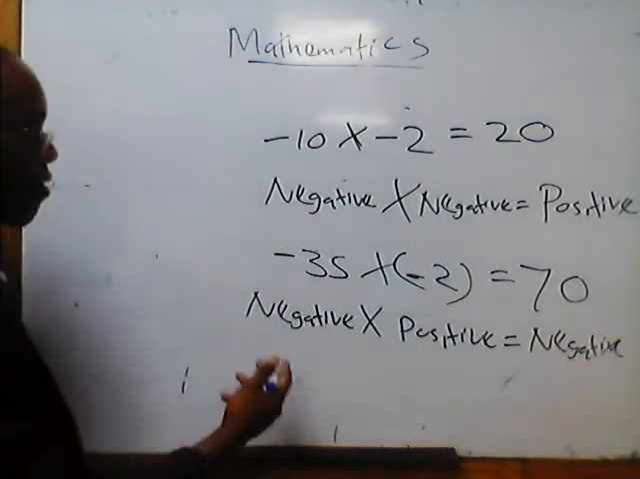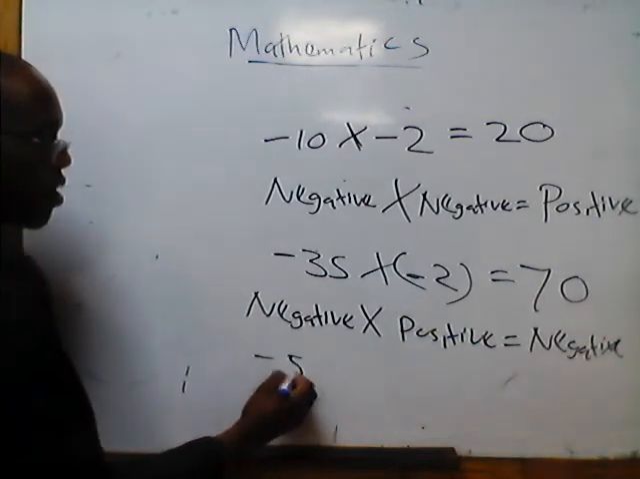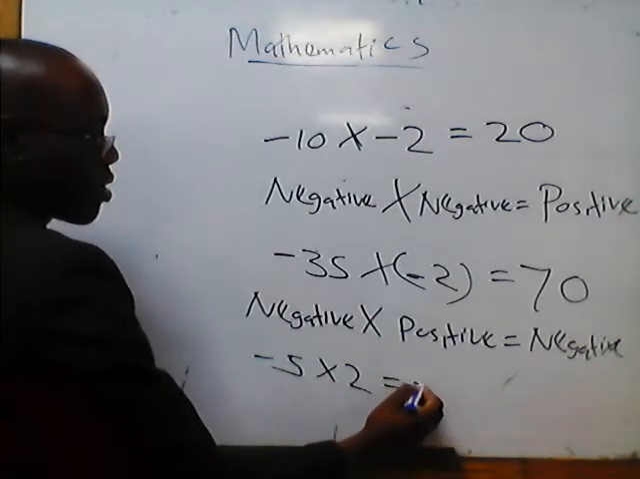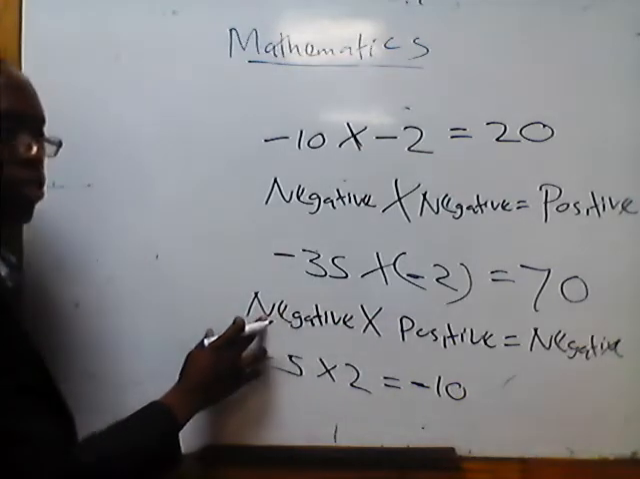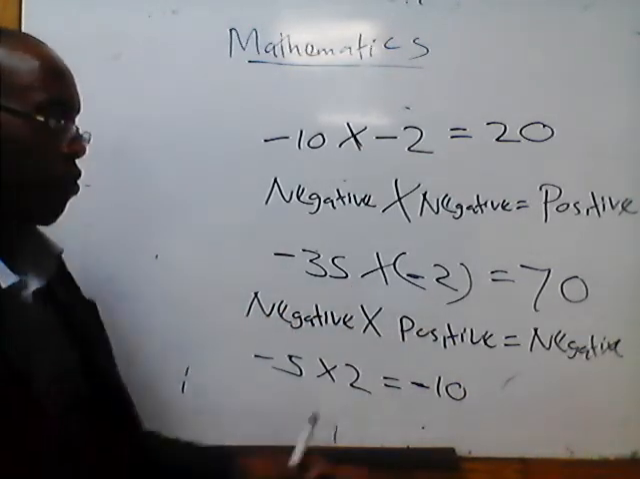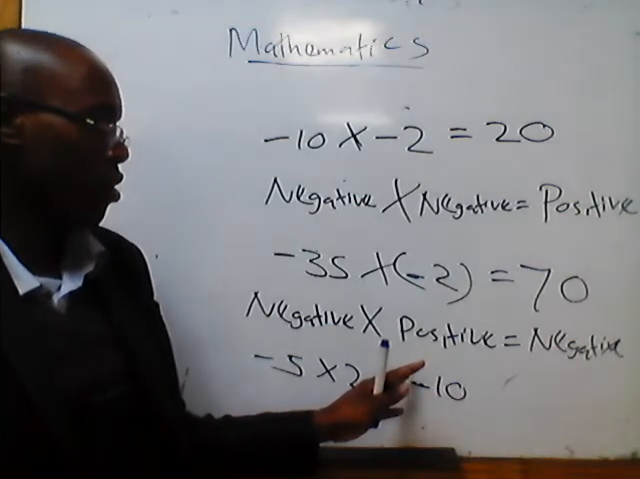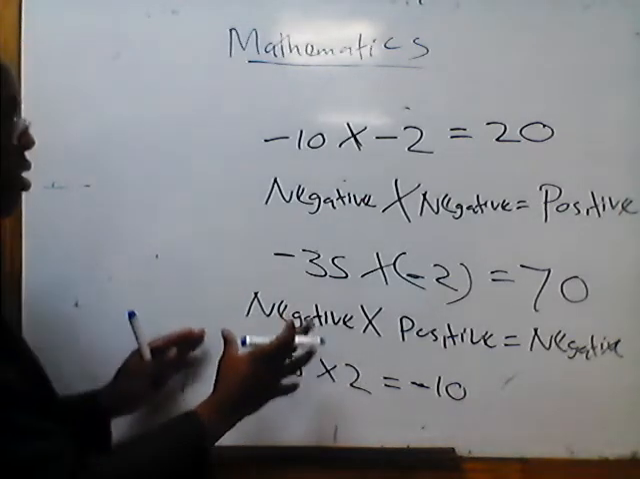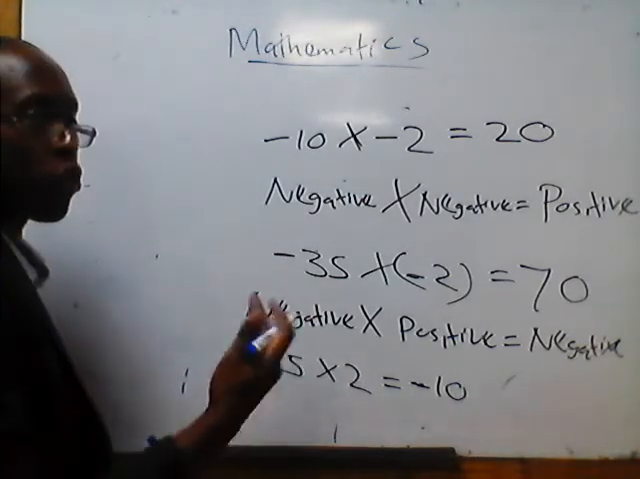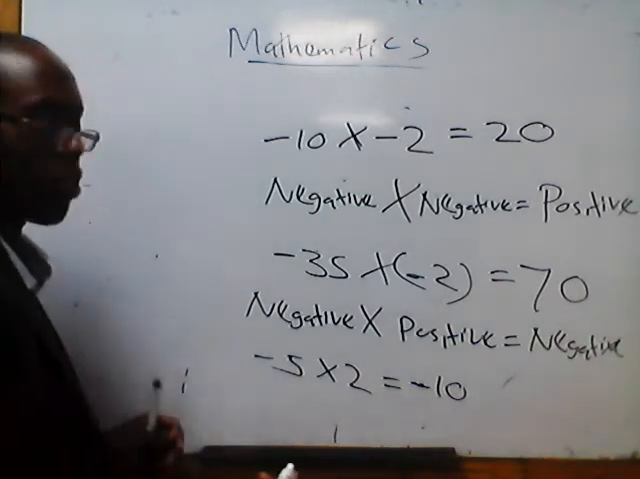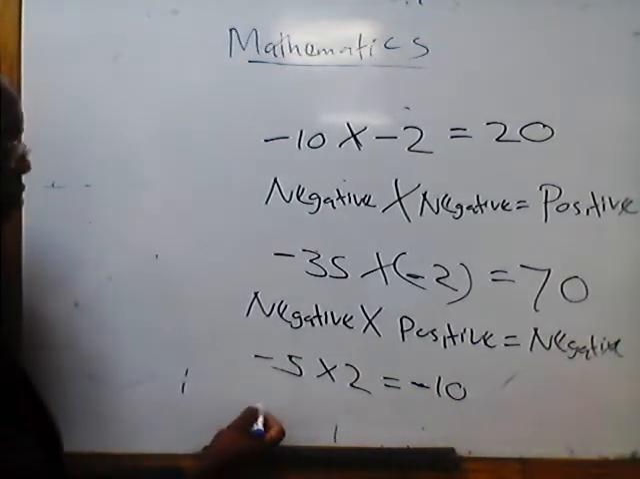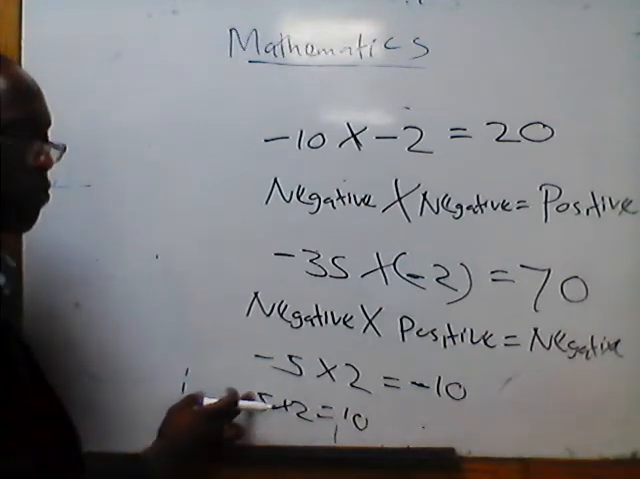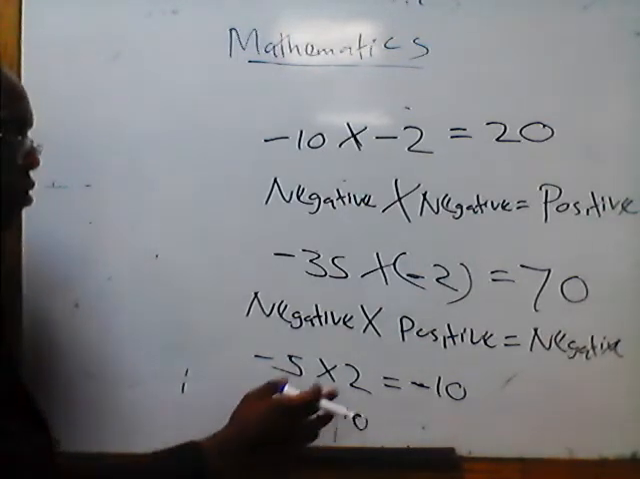For example, you can have maybe -5 multiplied by 2. At the end of the day, you are going to get -10. A negative times a positive should give you a negative. So that's the second rule of multiplication for those basic multiplications. So I want you to understand this basic multiplication. A positive times a positive is always going to be a positive. That one we don't need to discuss. Like now, 5 times 2, automatically it will give you 10. This is positive 5 times positive 2. It's going to give you 10.